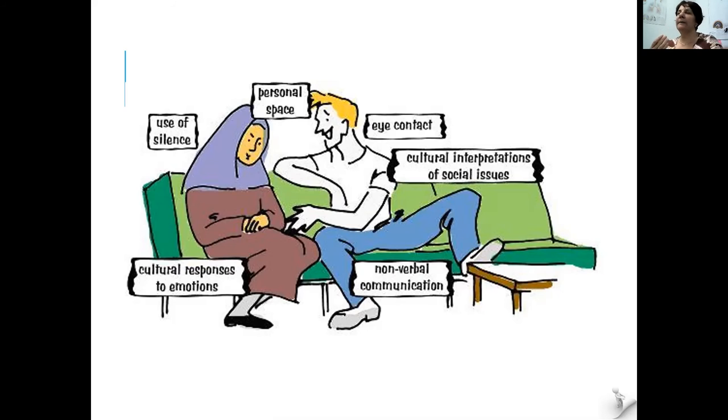And when you work with somebody who is on the autism spectrum somewhere, that could be one of the things. Also the space being too close, or texture, those types of things might be an issue for them. Sounds, the way we talk. And use of silence.